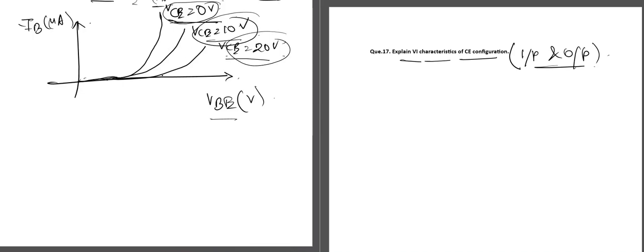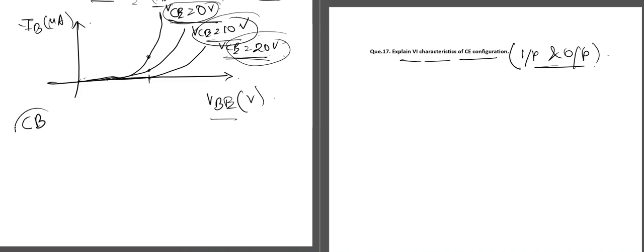So what does this signify? Suppose we are considering a particular value of VB. At this point, for this value of VC, the base current is at this point. Similarly, when the value of VC was 20 volt, the base current is at this particular value. But at 10 volt, the base current is at this value. Similarly, at 0 volt, the base current is at this value. So as we can see, as we are increasing the collector emitter voltage, the value of base current is gradually falling. Why does this happen?